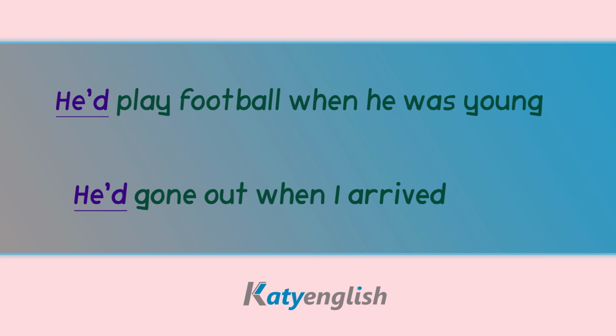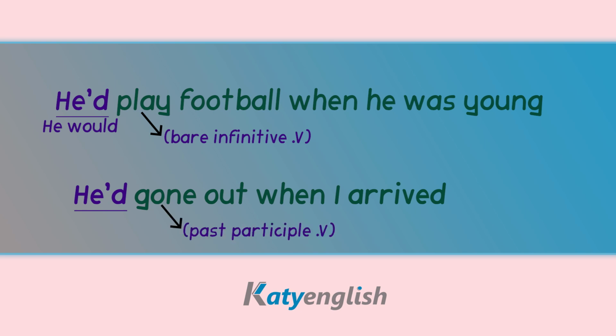be would. Like the verb play. Play is the original verb. So, he'd is the contraction form of would. He would play football when he was young. Now, if the next verb is the past participle, then it must be had. Like this one, gone. Gone is the past participle. So he'd means he had. He had gone out when I arrived.